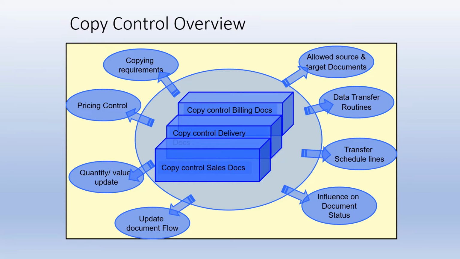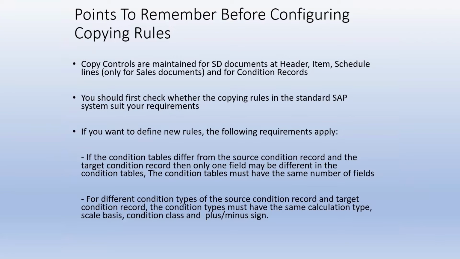Then allowed source and target document. We will see all these fields in detail in the coming slides. Points to remember before configuring copying rules. Copy controls are maintained for SD documents at header, item, schedule line level, or for the condition records. For condition records also it can be maintained.